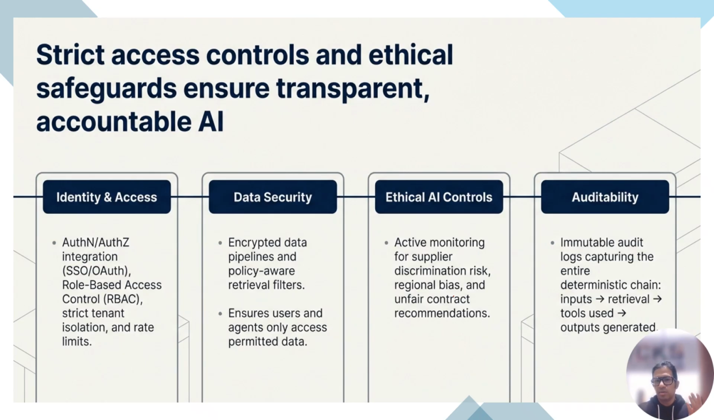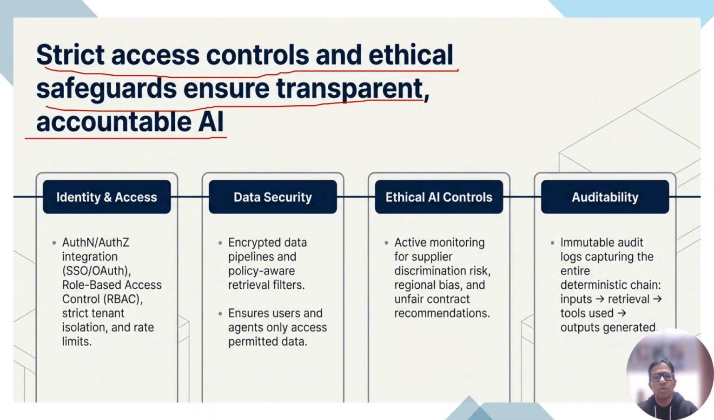Yes, this is the slide we call the enterprise credibility slide. Because even if your AI is brilliant, no MNC will deploy it unless security, ethics, and auditability are built in from day one. Strict access controls and ethical safeguards ensure transparent, accountable AI. So the goal here is simple: transparent and accountable AI, not black box automation. Now the slide is structured into 4 pillars. I'll go left to right.